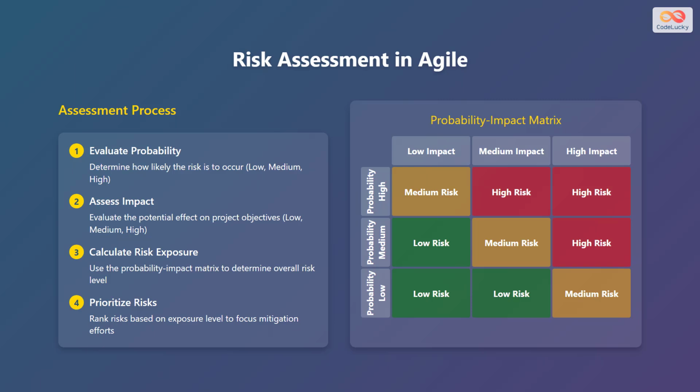This slide shows a probability impact matrix. It's a 4x4 matrix with high, medium, and low probabilities and impacts. The risks can be categorized as high, medium, and low.